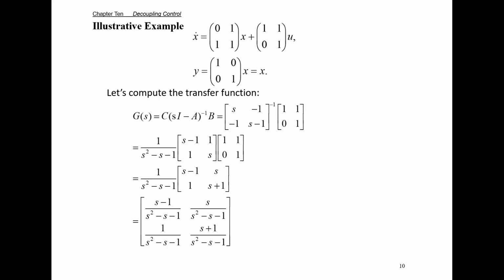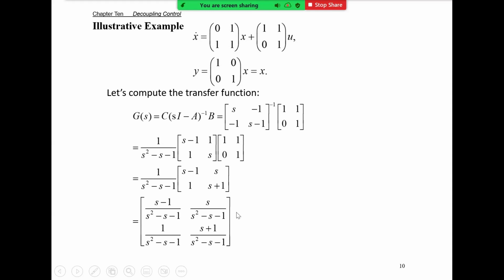If we compute the transfer function, this is the way you compute the transfer function of this A, B, C. You put it in, because C is the identity matrix. Then sI minus A is this matrix. You get the inverse of that, and then this is B. This is how you get the inverse: you get the determinant of this matrix, and this one is the adjugate matrix of this one. And then finally, we will end up with this transfer function matrix.